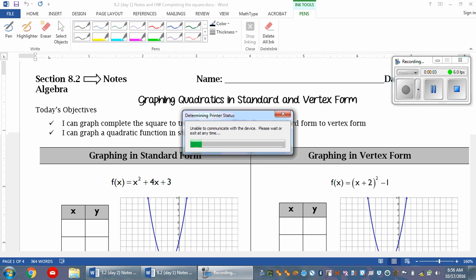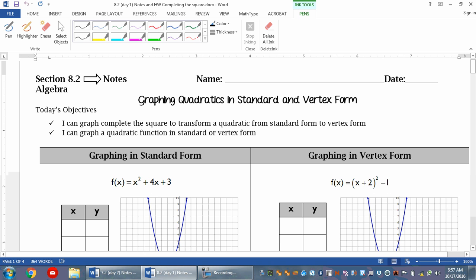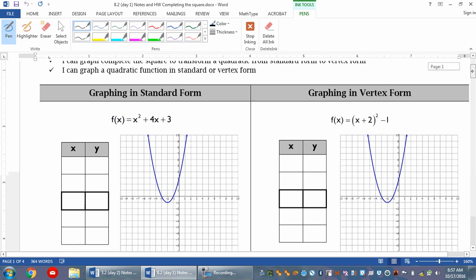Alright, welcome back. Today we are going to be working on graphing quadratics in standard and vertex form, but we're going to be learning how to transform from standard to vertex. Before we get started, go ahead and quickly see what we learned in the last two videos.